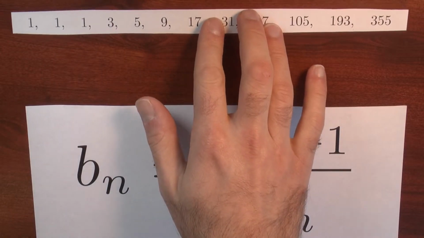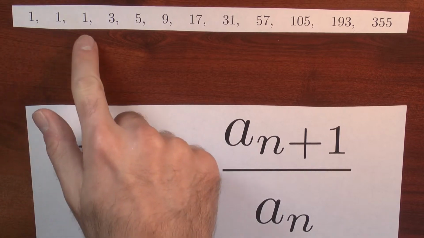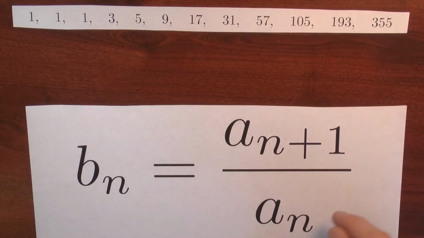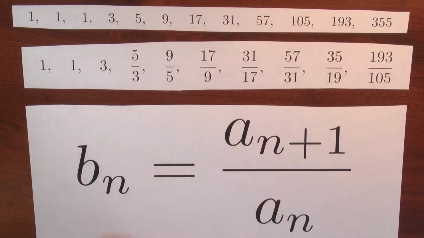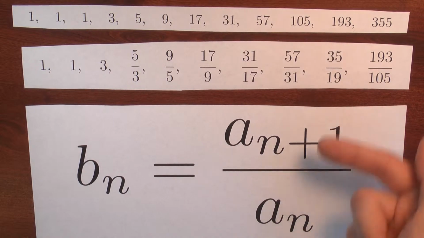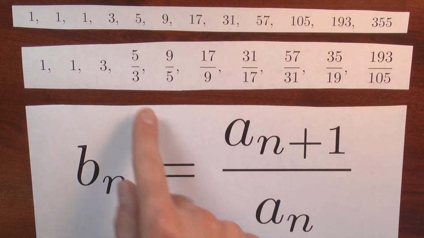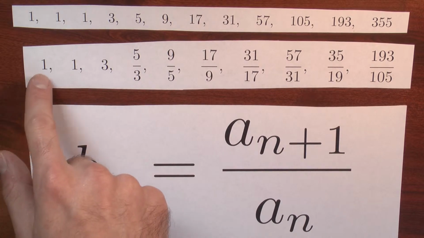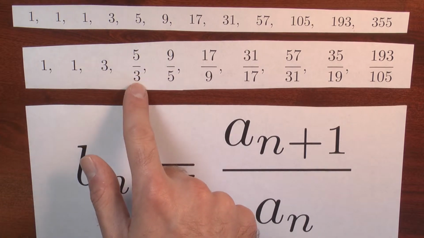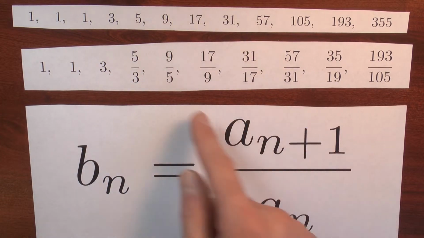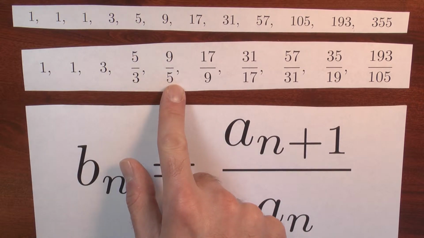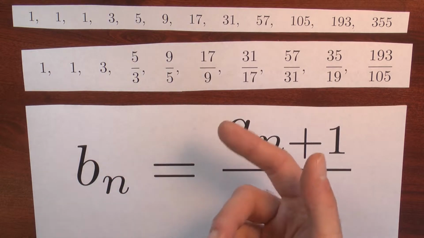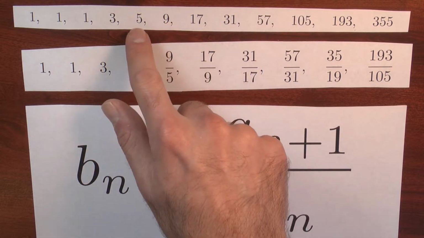Here is the sequence A sub n, right? It goes 1, 1, 1, 3, 5. This is the Tribonacci sequence. And here is the beginning of the sequence B sub n. According to this rule, B sub n is just the ratio of neighboring terms in the Tribonacci sequence. So for example, this term here, which is B sub 0, B sub 1, B sub 2, B sub 3, is the ratio of A sub 4 and A sub 3. Or this term here, which is B sub 4, is the ratio of A sub 5 and A sub 4.